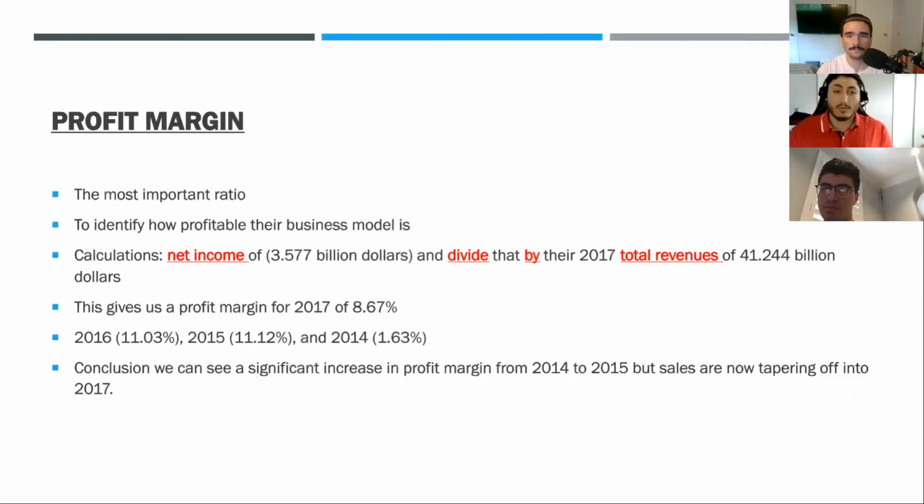And then we have a profit margin, a company's most valued ratio. To identify how profitable their business is, you calculate this by taking net income divided by total revenues. This gives us a profit margin for 2017 of 8.67%. In conclusion, we can see a significant increase in profit margin from 2014 to 2015, but sales are now tapering off into 2017.